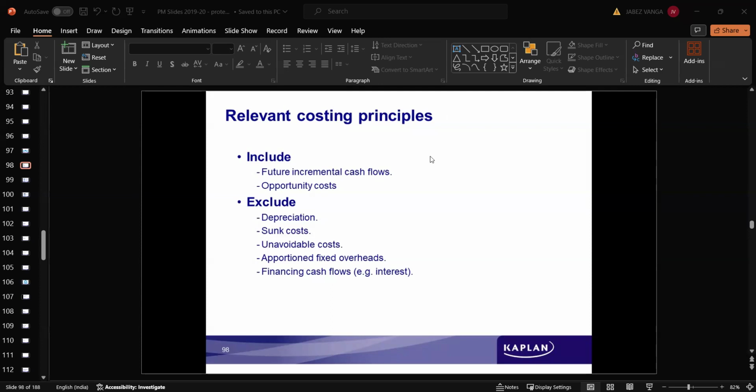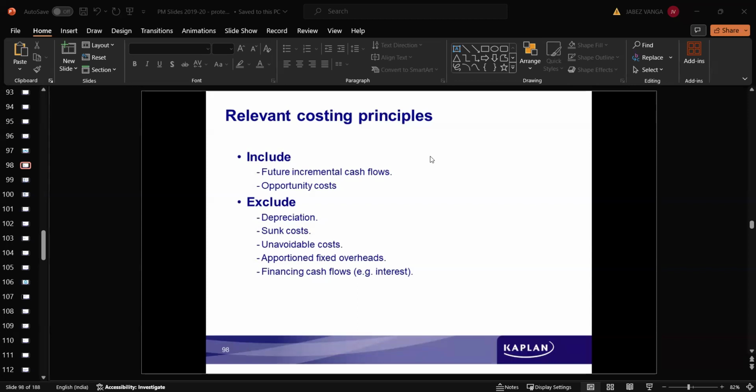Today let's learn the concept of relevant costing, how to solve questions based on relevant costing given in the exam kit. That is what we will look into in this video. What is relevant cost? Relevant costing principles. What are these principles that are to be applied when calculating the amount of relevant cost?